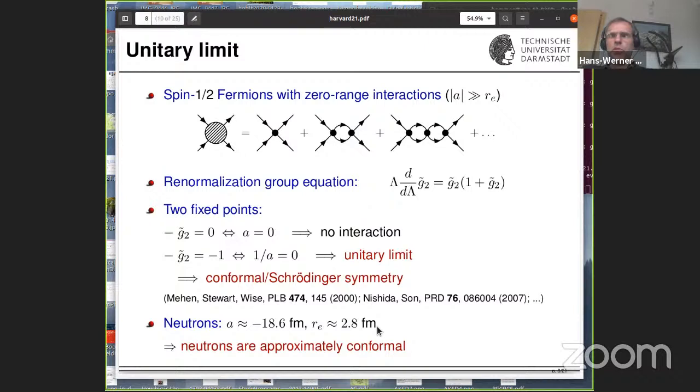Sorry, can I ask a question? Please. So is it possible to just briefly describe how the non-relativistic conformal symmetry arises from the unitary limit?